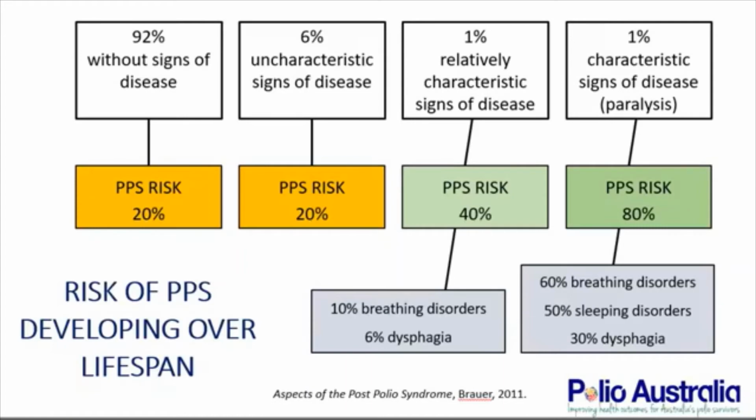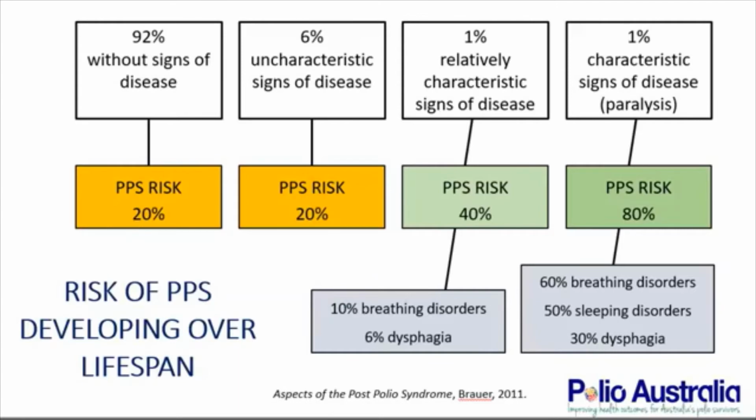Yesterday we looked at the percentages of those who had the polio virus who either didn't show signs, they were asymptomatic, versus those that had characteristic paralysis. And in between, we talked about how there were some that had mild flu symptoms, which would be the uncharacteristic signs of disease. That's at the top of this slide. And then those that had relatively characteristic signs of the disease, they had some kind of bulbar signs or some mild paralysis. So we have the 1% there versus the 92%.